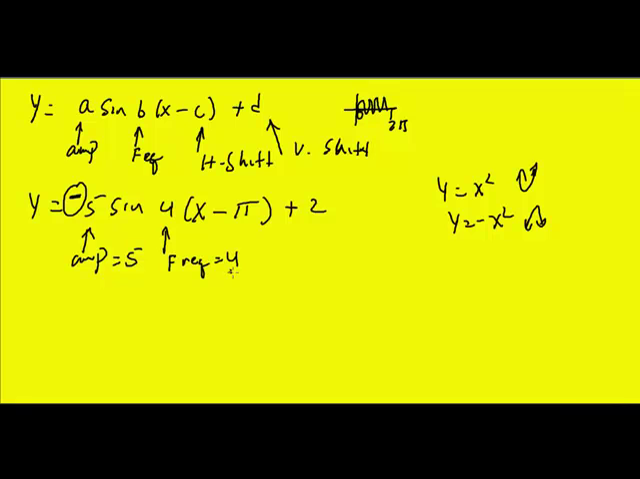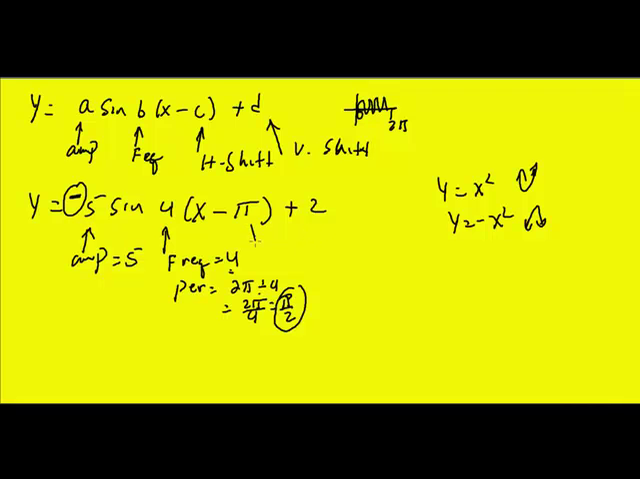To find out what the period is, because that's what we need to graph, we're going to take 2 pi and divide by 4, which is 2 pi over 4, which is pi over 2. And that's my period. You always divide 2 pi by whatever the frequency is. But if it's in degrees, we take 360 degrees and divide by the frequency.